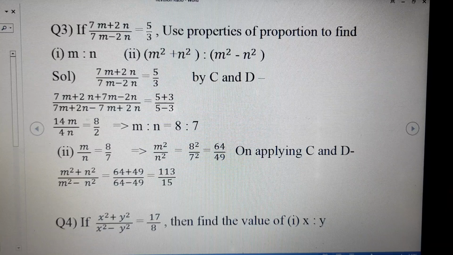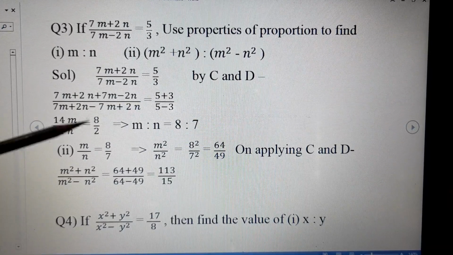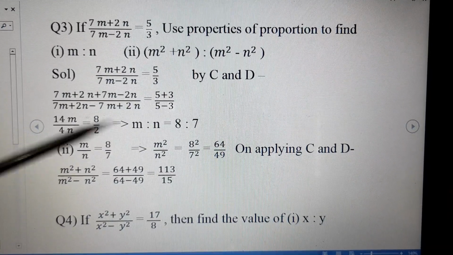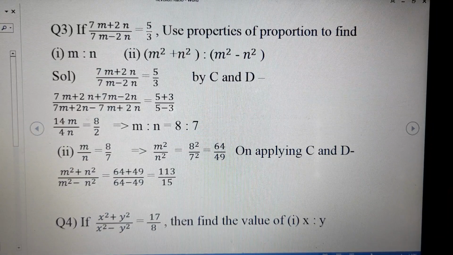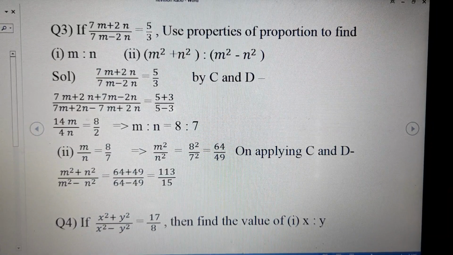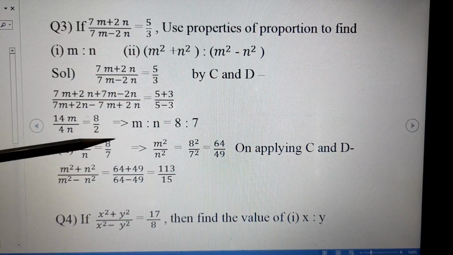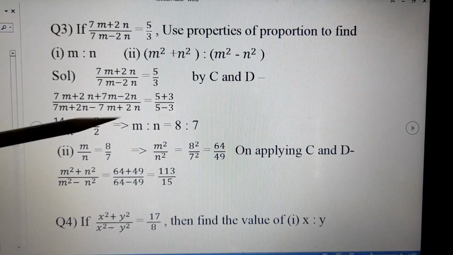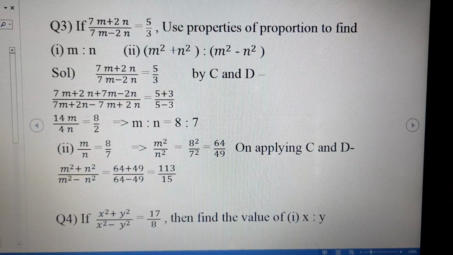Okay. Then if we cancel and solve them further, we will get m is to n is equal to 8 is to 7. So the value of m upon n is 8 upon 7. First part answer has come. Now moving on to the second part.